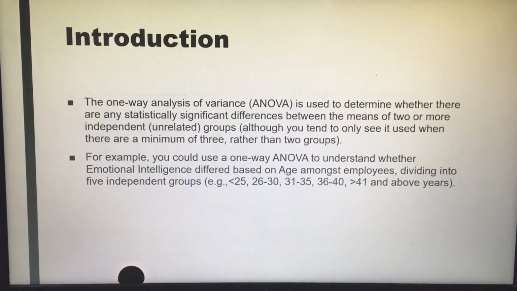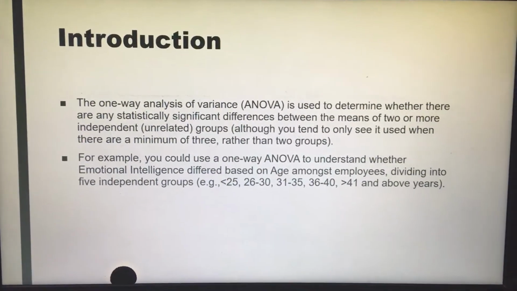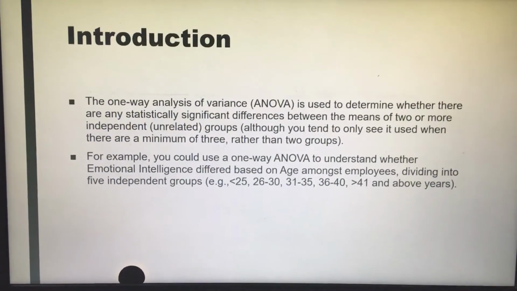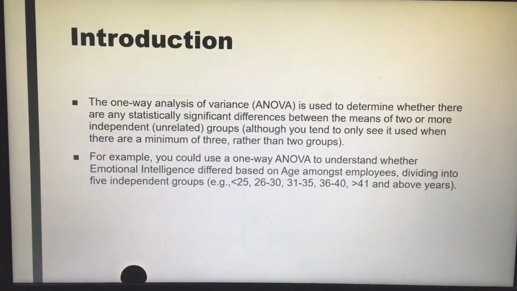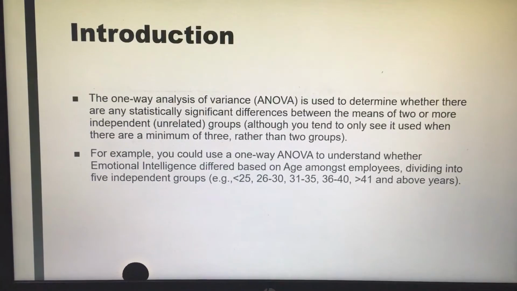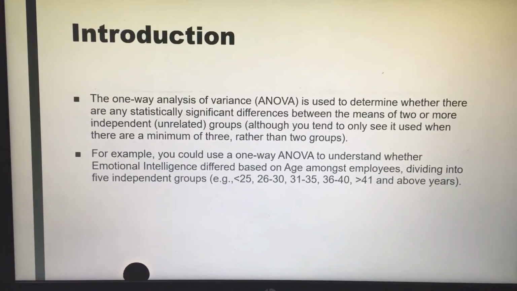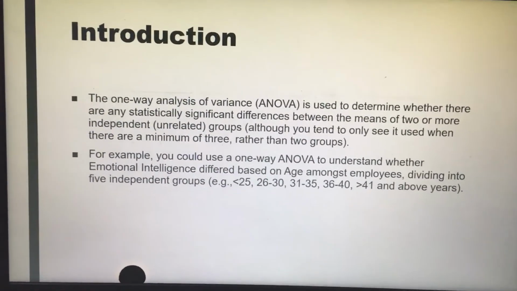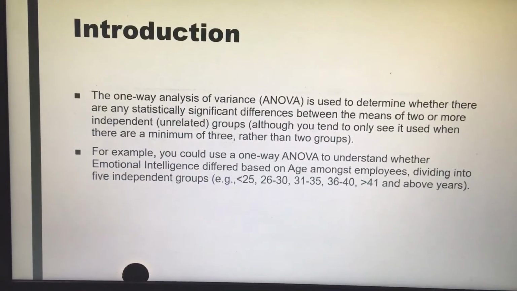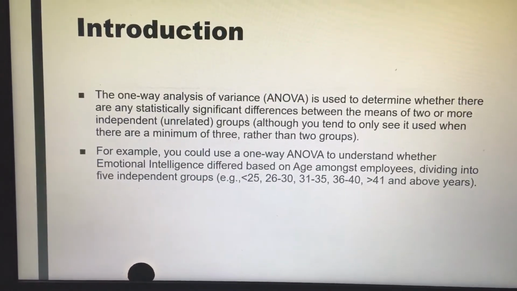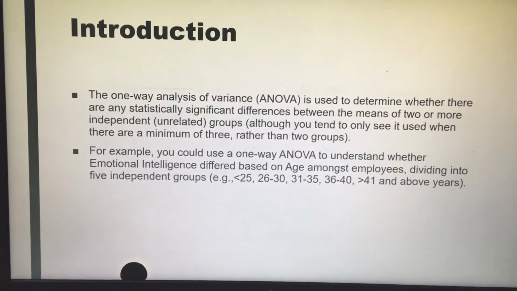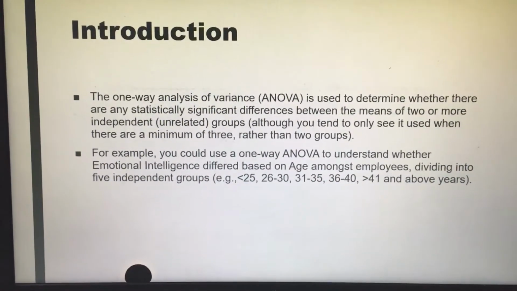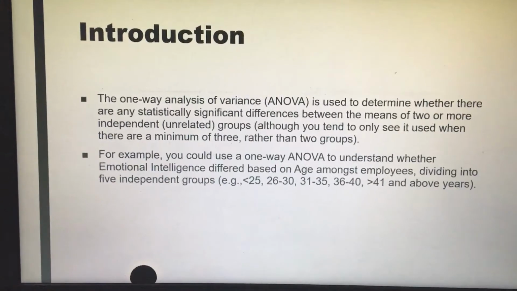The difference between t-test and ANOVA is that if we want to check the difference of opinion between groups, and if we have only two subcategories, we go for t-test. And if you have more than two groups in the independent variable, we go for ANOVA. The example we are going to see is whether, based on age, the employees' emotional intelligence is differing. That is what we're going to see in today's session.